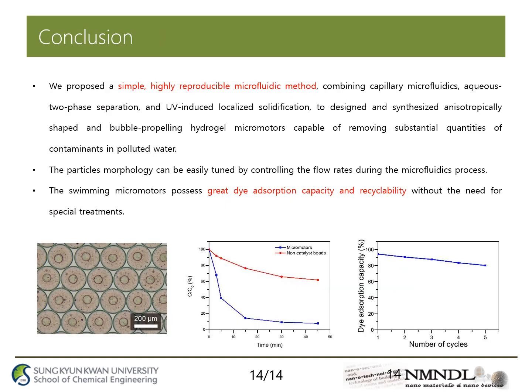Thus, in conclusion, we proposed a simple, highly reproducible microfluidic method combining capillary microfluidics, aqueous two-phase separation, and UV-induced localized solidification to design and synthesize anisotropically shaped and propelling hydrogel micromotors capable of removing substantial quantities of contaminants in polluted water. The particle's morphology can be easily tuned by controlling the flow rate during the microfluidics process, and the swimming micromotors possess great dye absorption capacity and recyclability without the need for special treatment.